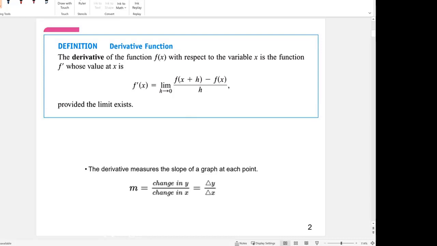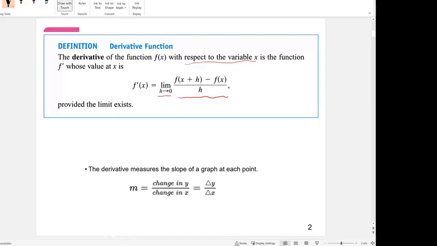The derivative of the function f of x with respect to the variable x. When we take the derivative, we have to take it with respect to some variable. First, this is the difference quotient. And the only thing we're adding here is the limit as h approaches 0. And I guess the question would be, why is that important?